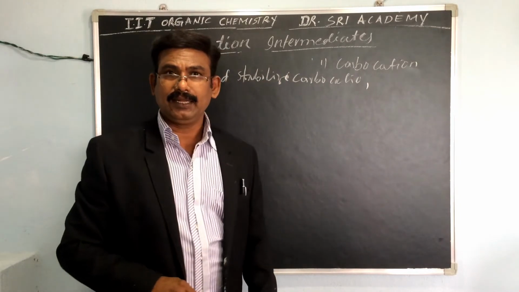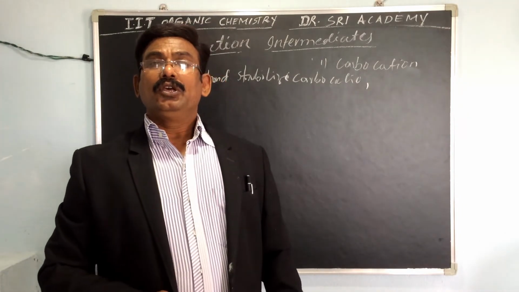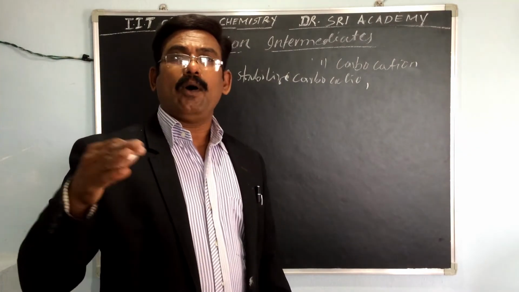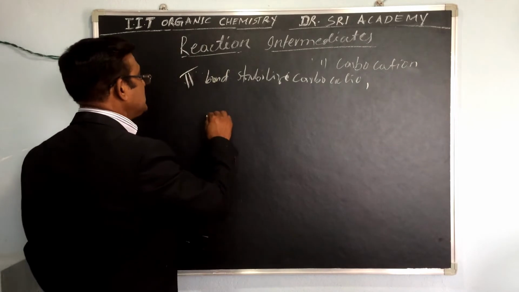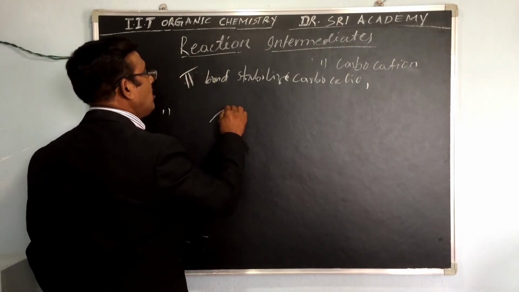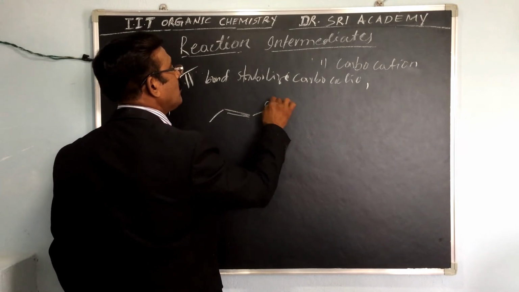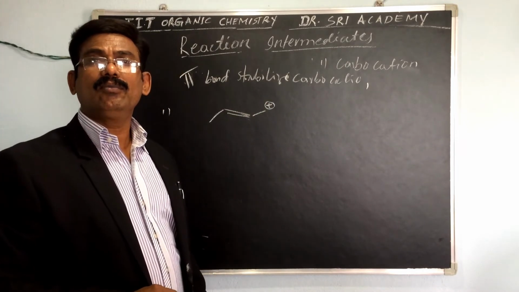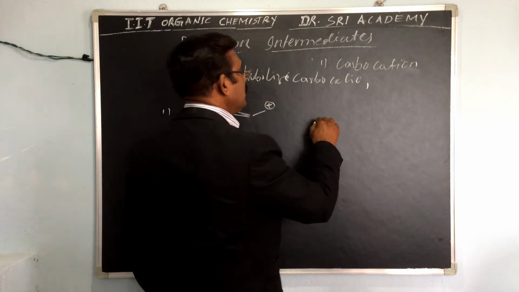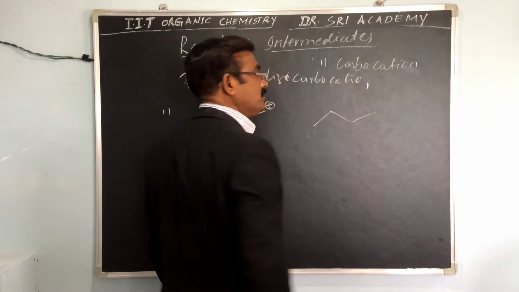Pi bonds stabilize carbocations. So I will write the pi bond here. See, this is the one. This is the compound. This is the carbon, and here, this is the carbon.